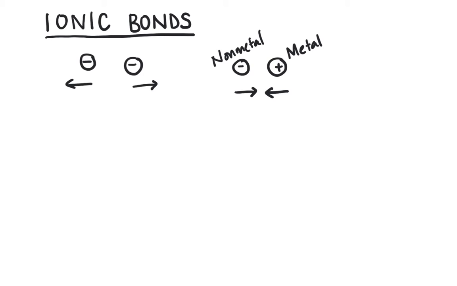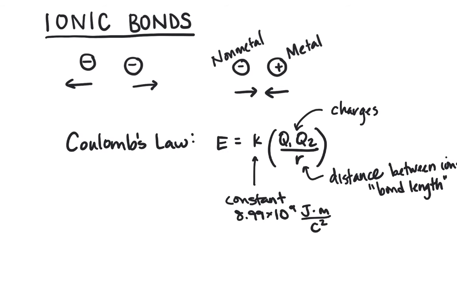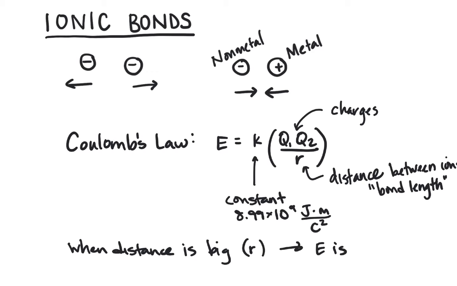The electrostatic attraction is described by something called Coulomb's law. Coulomb's law states that the energy is equal to a constant times the charges divided by the distance between the ions, or what is known as the bond length. Therefore, when R is very, very big, E is going to be nearly zero. So when the distance R is big, E is near zero.